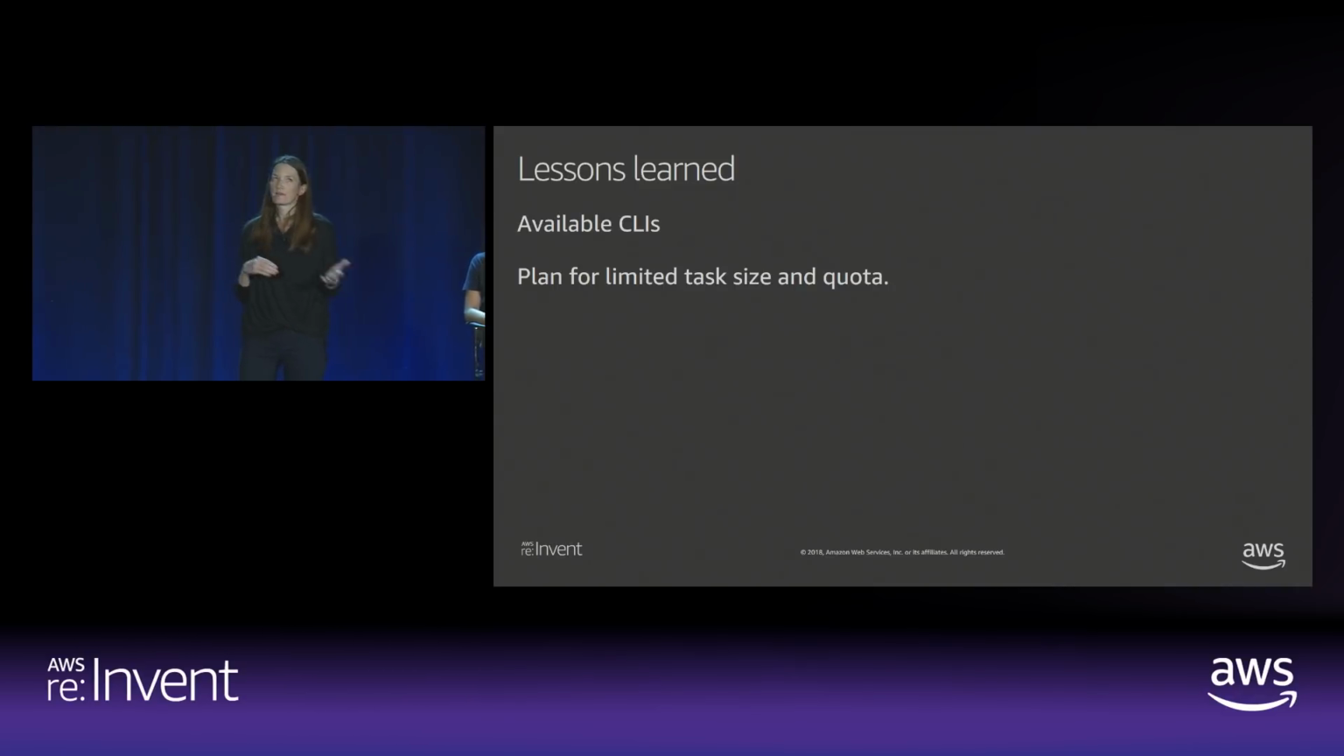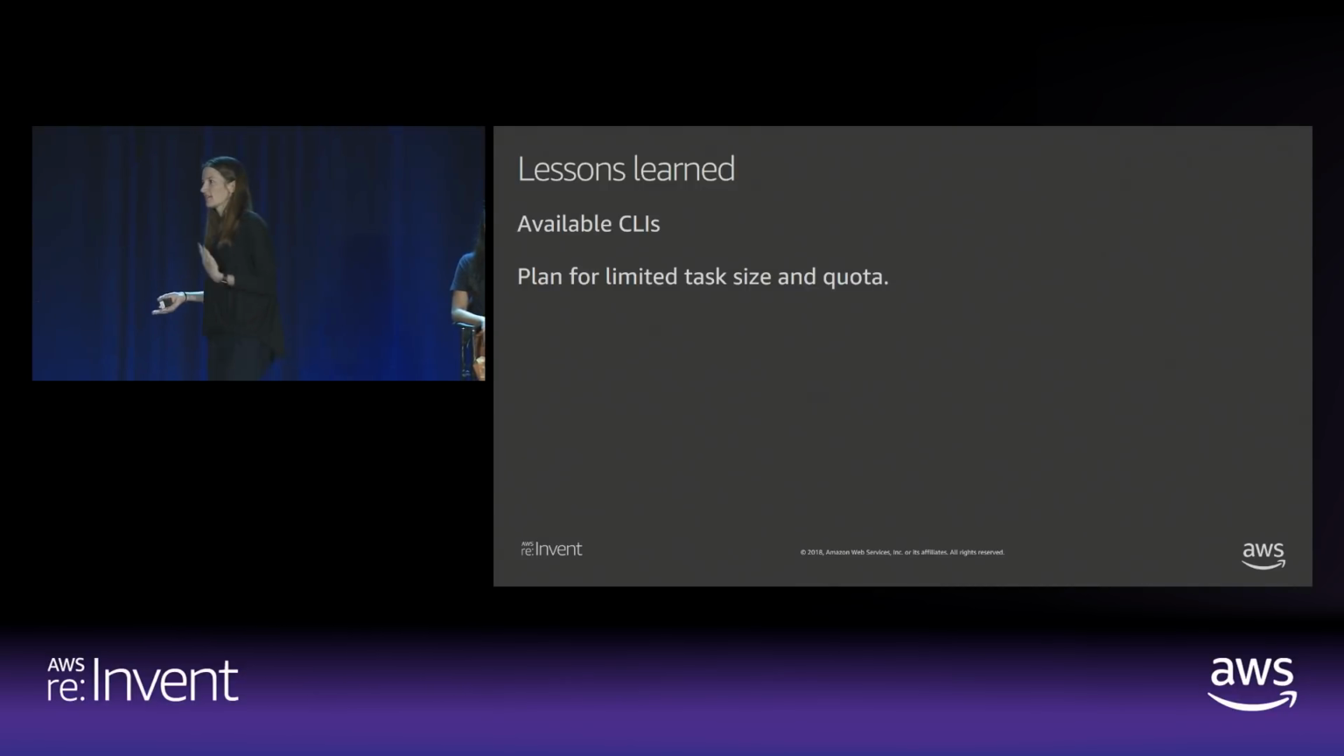Quota. So I believe the quota is now at 50, but when we started it was at 20. And that's the number of tasks you're running in Fargate. And all you have to do is request an increase, but bear in mind that this is per account, not per VPC.